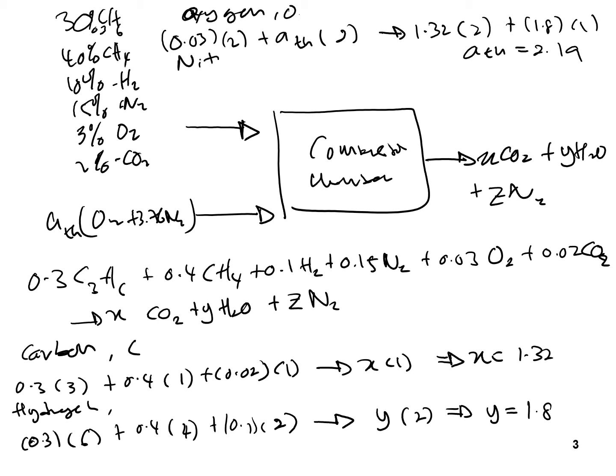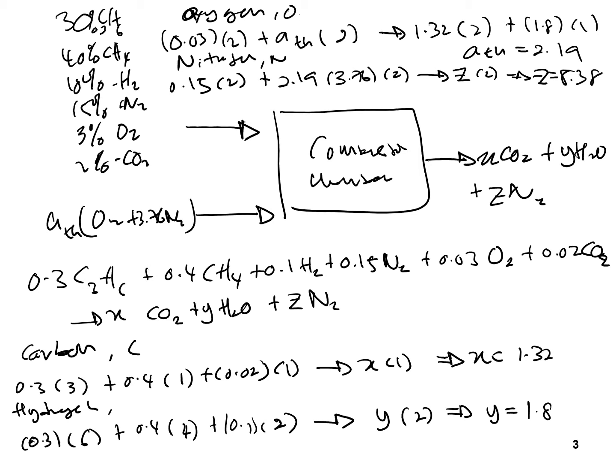Finally, the Z, nitrogen. Nitrogen: 0.15 times 2 plus A theoretical 2.19 times 3.76 times 2, produce Z times 2. So Z is what? What is the value of Z? 8.38, yes.